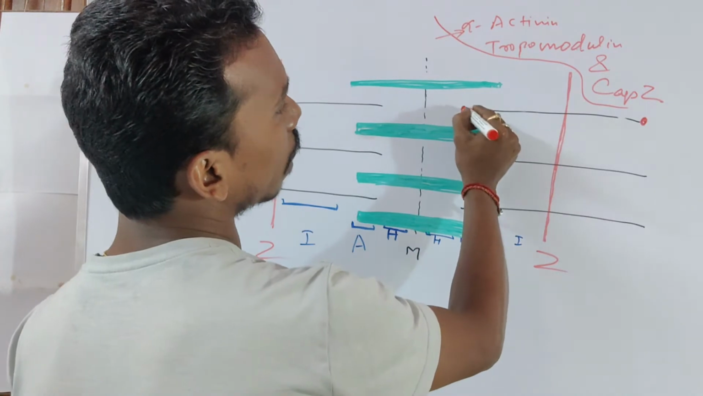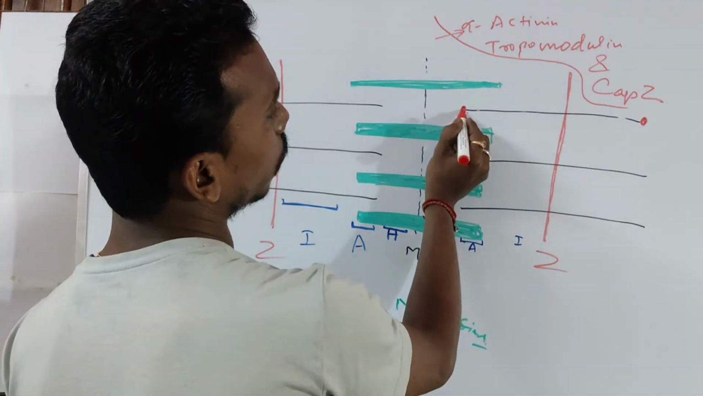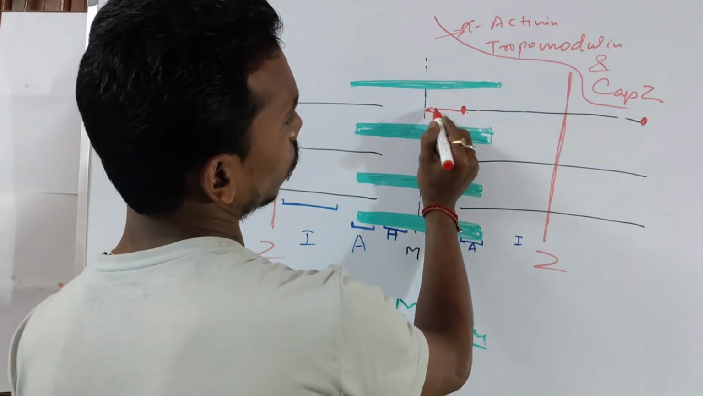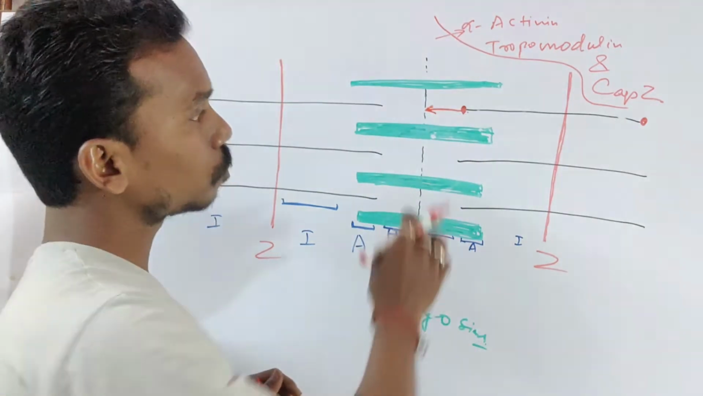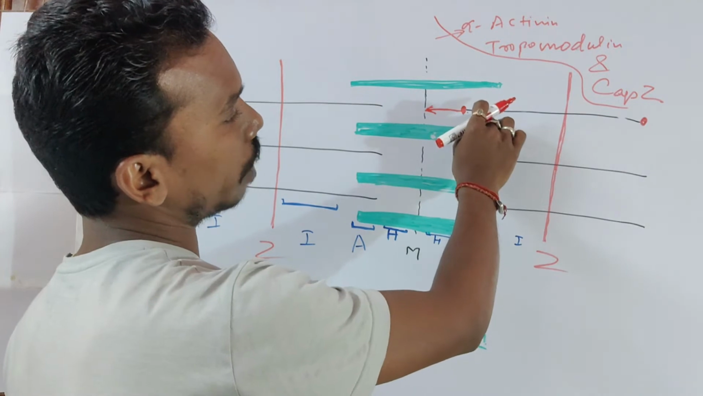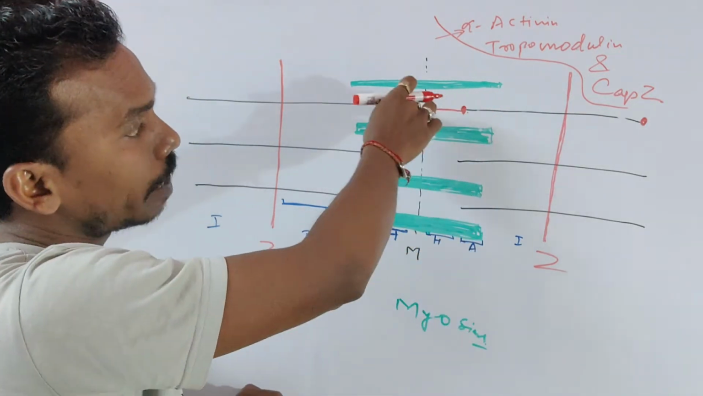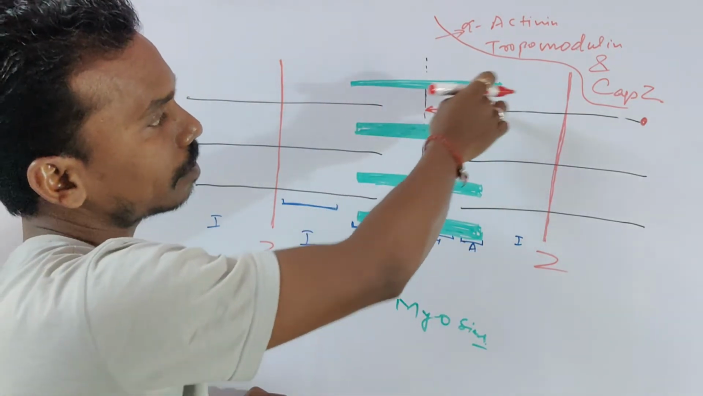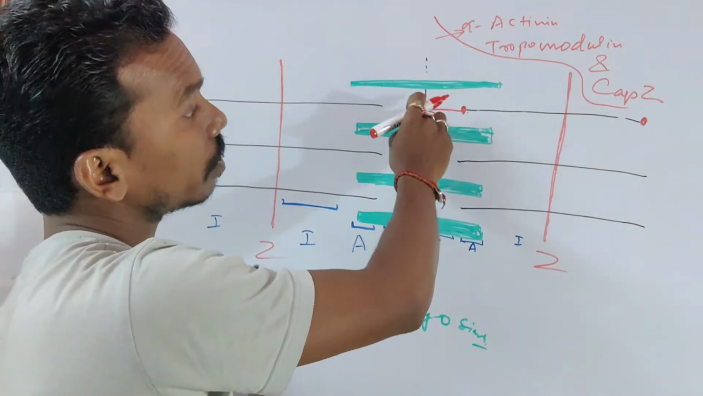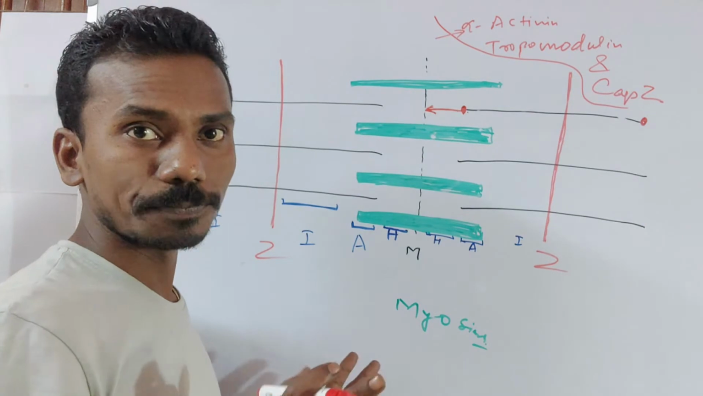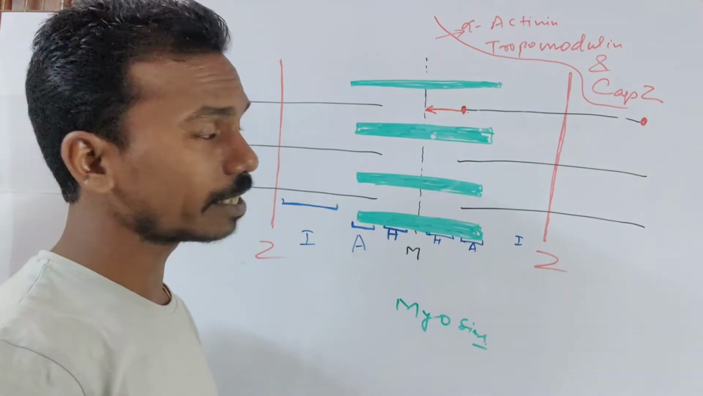This alpha actinin is bound with the M line, so that the actin microfilament does not come excessively inside the myosin microfilament, or touch the M line. So this is alpha actinin for you.